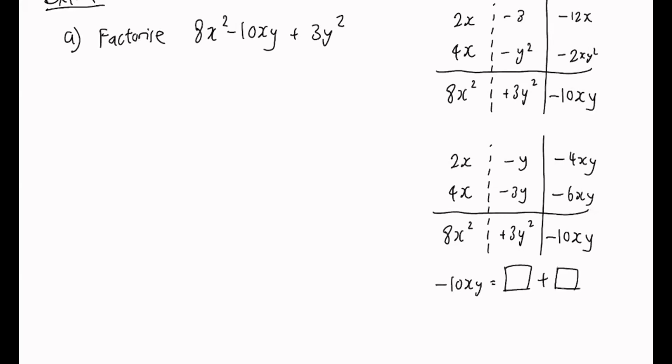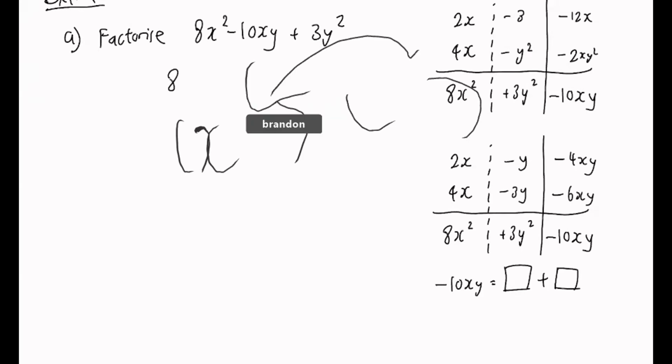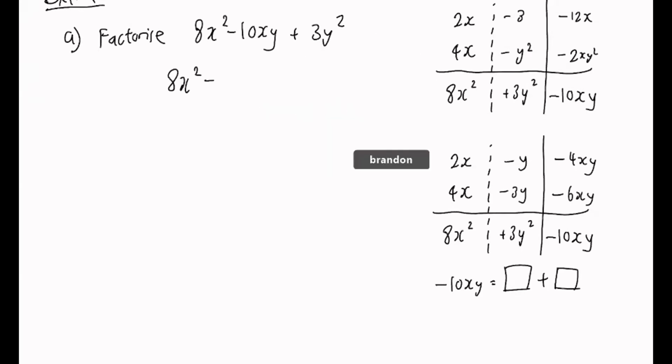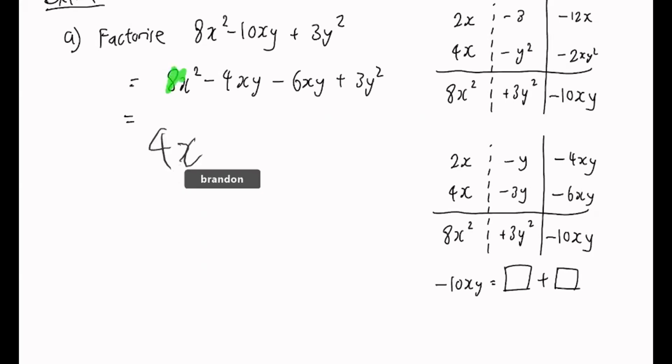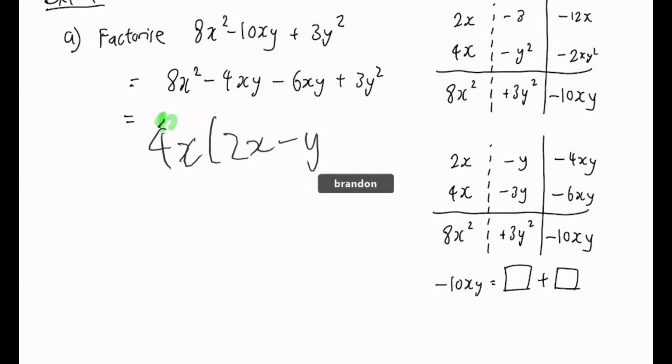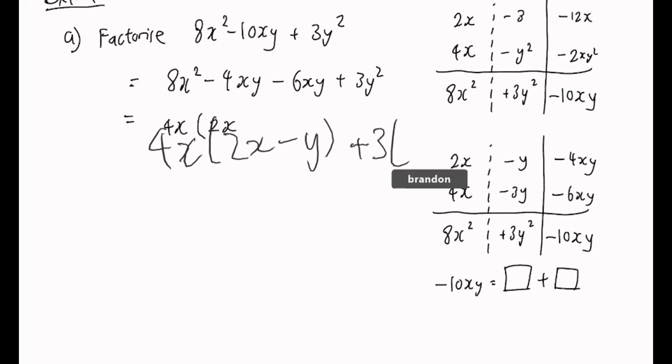That's what I was thinking to do. Yeah, you're supposed to realize that minus 10xy is really the same as minus 4xy minus 6xy. Then you can factor out the common factor. Here there's a common factor of 4x. 4 times 2 is 8, right? So 2x there, minus y.